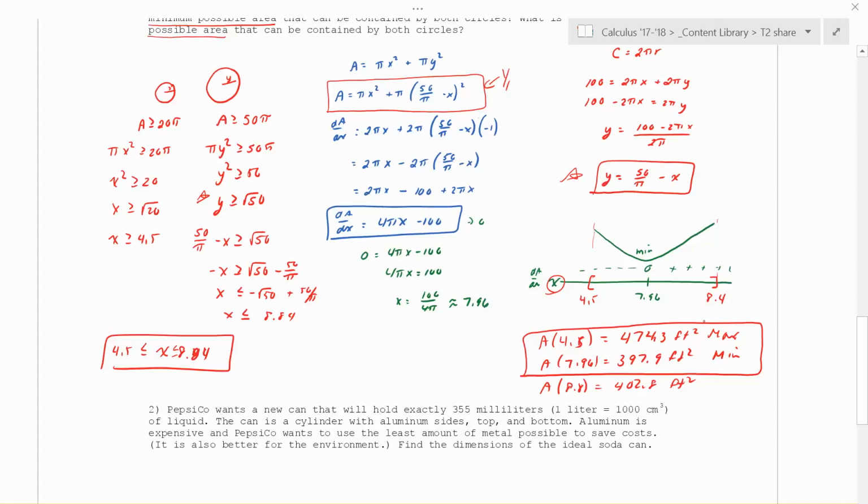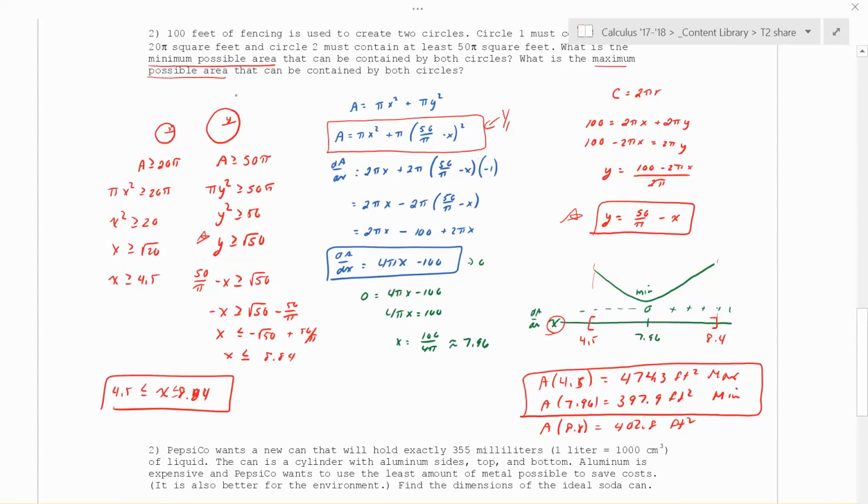And I would, of course, want to also find out what my y value is. So I would take this 4.5, put it in here, and find the y value. Take the 7.96, put it in here, and find the y value. So I would know how big each of those circles should be.